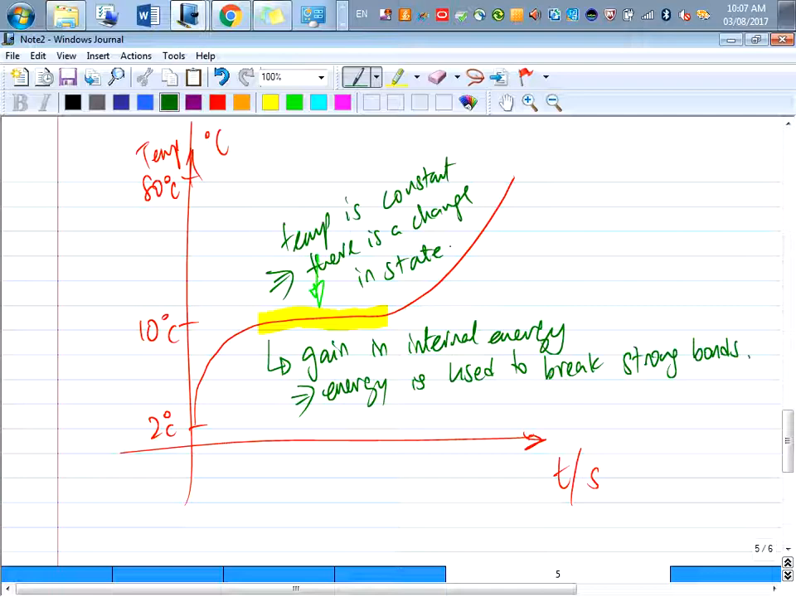Alright? But since there is an increase in internal energy, the increase must come from the internal potential energy, which is related to the strong bonds. Then you need to be able to express all these in words. Okay? Then the opposite that happens will be solidification.